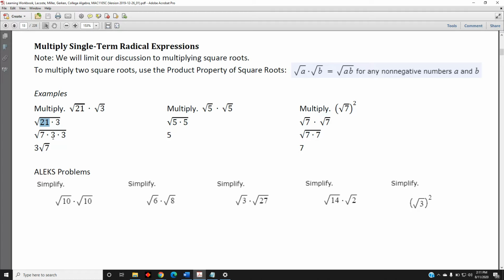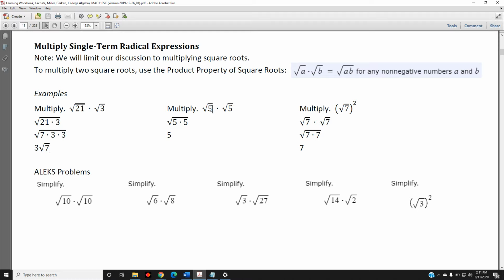Now, instead of multiplying 21 times 3 and getting 63, we break the 21 down smaller. 21 is 7 times 3. This is a square root, so we're looking to make pairs. Well, there's a pair of 3's. Each group sends one representative out to multiply. 7 can't make a pair, so it stays inside. So outside we get a 3, inside we have a 7. The result is 3 times the square root of 7.